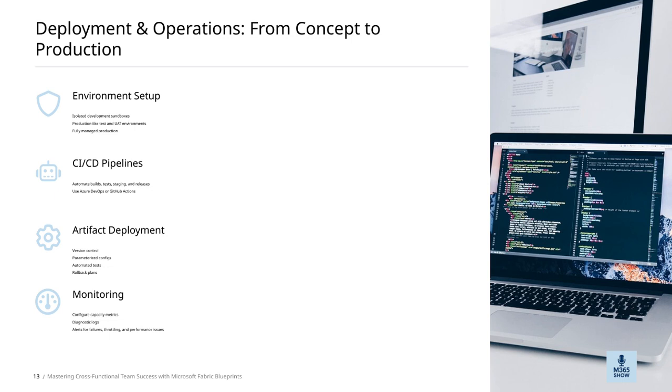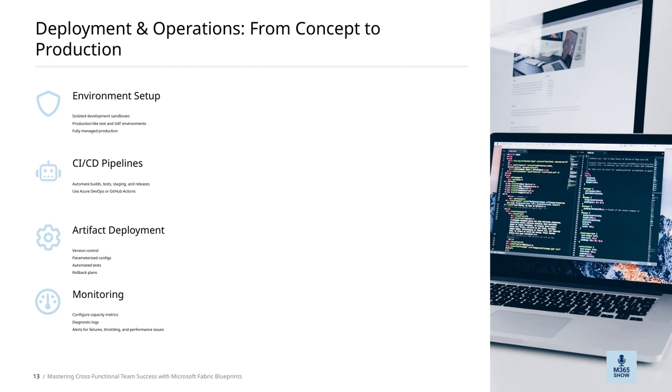Now, let's discuss how we can effectively manage deployment and operations, taking a concept all the way to production. One of the key aspects is mastering cross-functional team success using Microsoft Fabric blueprints. This involves setting up capacity metrics to ensure our resources are appropriately scaled and performing well. Diagnostic logs are essential for troubleshooting and understanding system behavior, while alerts notify us immediately about failures, throttling issues, or any performance bottlenecks. Monitoring is a continuous process that helps us keep an eye on the health of our systems.